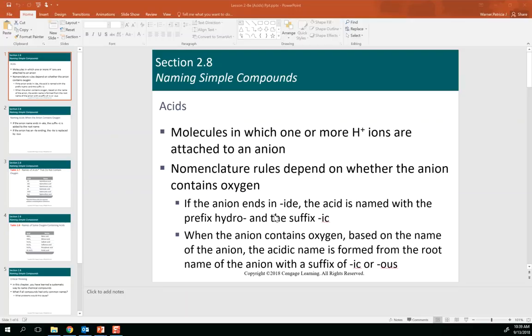If the anion ends in -ide, the acid is named with the prefix hydro, and then we use -ic as the ending. If the anion contains oxygen, then it's going to be based on the root, the name of the anion. If it's an -ate, it becomes an -ic. If it's an -ite, it becomes an -ous.